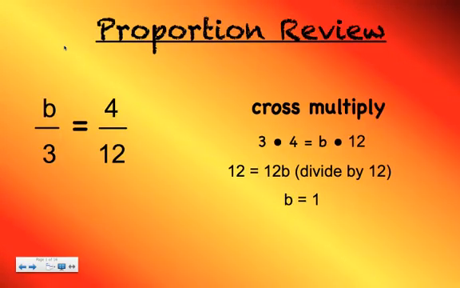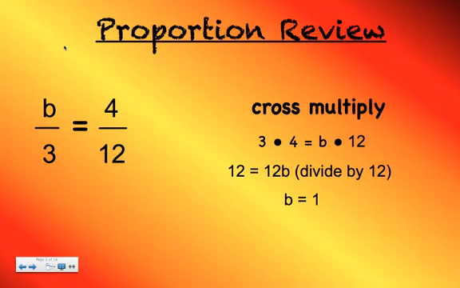Just a quick review. Remember how to solve proportions. We'll use cross multiplication. What you do is you take the numerator of one side of the equal sign, multiply it by the denominator on the other side of the equation, set them equal to each other, and then you solve.